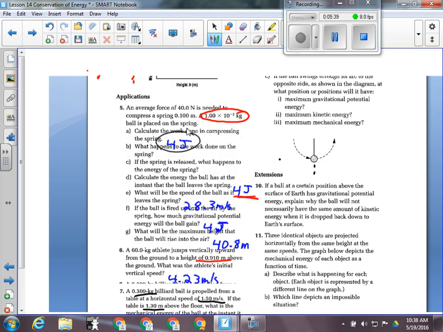All right, calculate the energy that the ball has the instant it leaves the spring. Well, if I do 4 joules worth of work, how much energy can the ball have? 4 joules, that's all. That's work energy theorem and conservation of energy together.